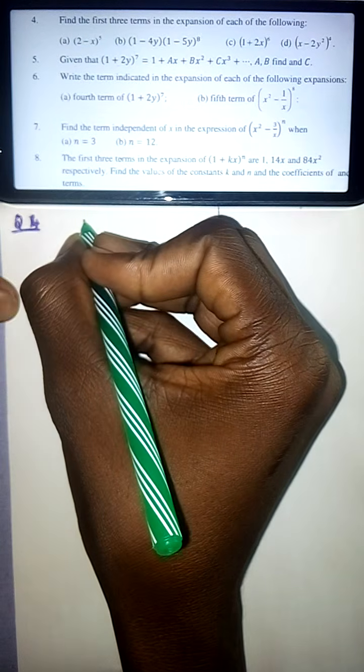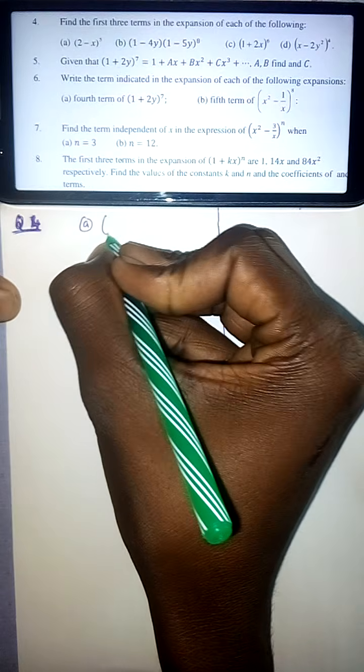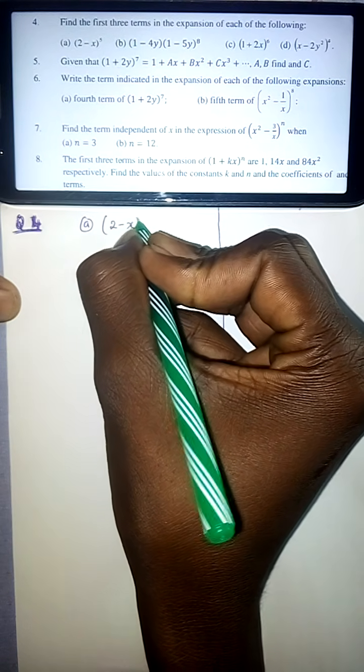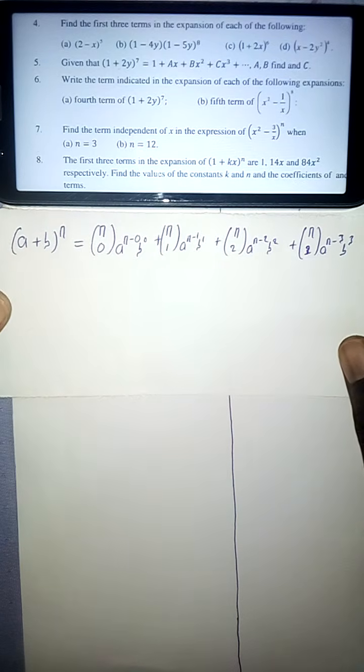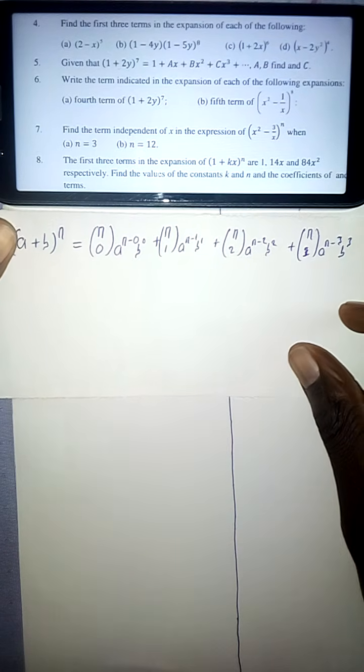This is our question. The first part is this one, 2 minus x to the power 5. They're saying find the first 3 terms in the expansion of each of the following. So our interest is on finding the first 3 terms only. Let's find the first 3 terms of this. In this case, we're going to use this formula. This formula will work for this problem.